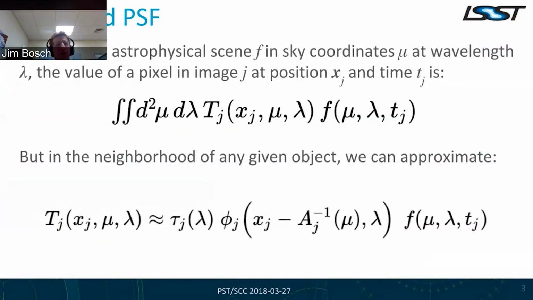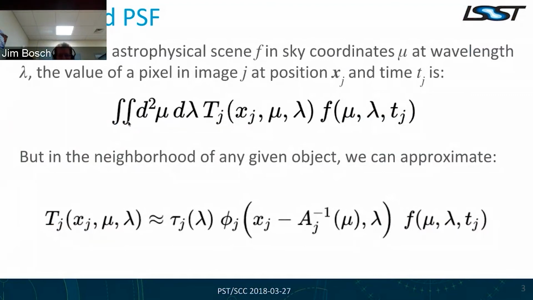So I'm going to start off by saying what we mean by WCS and PSF at sort of a low level, so we're all on the same page. So take a true astrophysical scene, some true set of galaxies and stars, in which stars are points, delta functions in sky coordinates mu, at wavelength lambda. The value of a pixel in some image j at position x, and time for the whole image, is given by this integral. We have some transfer function T that we integrate over with the true scene, and we integrate over both position and pixel coordinates, and the position of the true object and the wavelength.